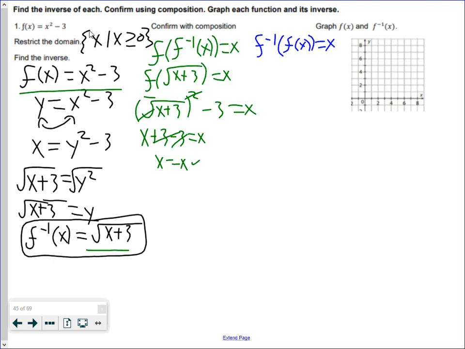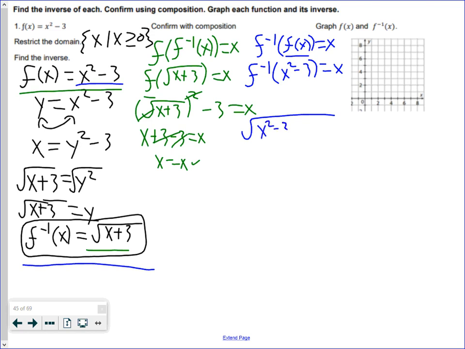And now for the f inverse of f of x. So that's going to be f inverse in terms of f of x. And f of x we said is x squared minus 3. And that needs to equal x. So what that's saying is that we want the inverse function, which is what we found down below. We want to put that in terms of x squared minus 3, so we're going to replace each x in the inverse function with that x squared minus 3. So we have the square root of, instead of x, x squared minus 3, plus 3, which should equal x. All right?